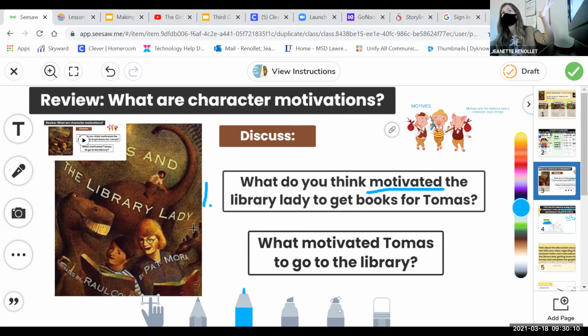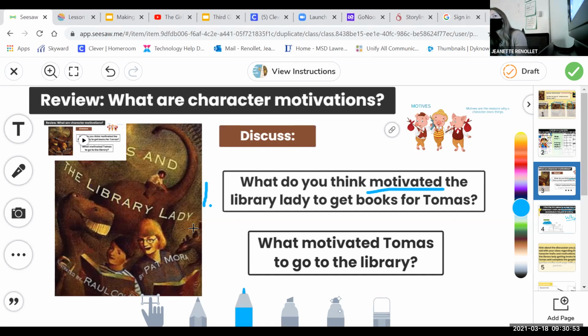Other ideas about why she was motivated to get books for Tomas. Landon? Because she's a nice lady. So again, going back to the character trait. She's a loving, nice lady. She likes to help other people. So that motivates her to do nice things for others. Nick? So somebody asked her to help. Why did she decide to do it? Because she loves her. Maybe she wanted to help Papa Grande, so she helped get books for Tomas.